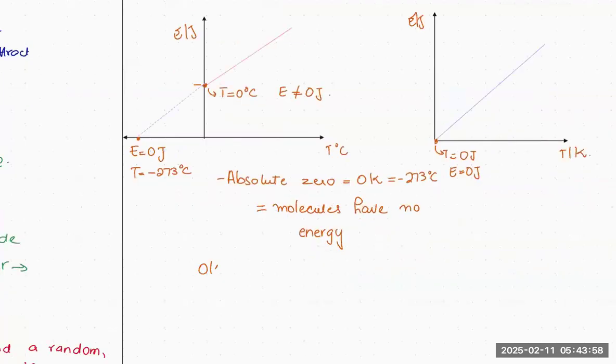And if you want to convert Celsius into Kelvin, all you have to do is add 273. Whatever the temperature is in Celsius, say 40 degrees Celsius, you just add 273 and you will be able to find the temperature in kelvins. So this is what we need to know about your temperature scale.